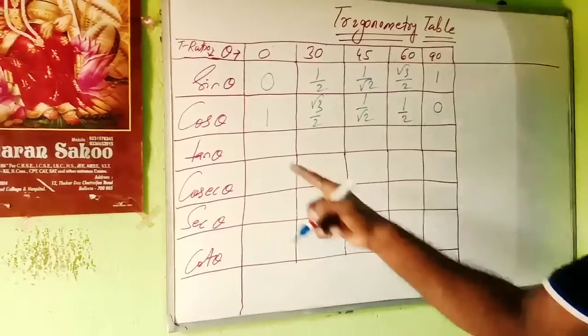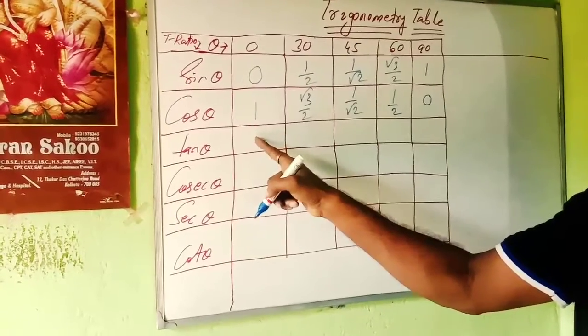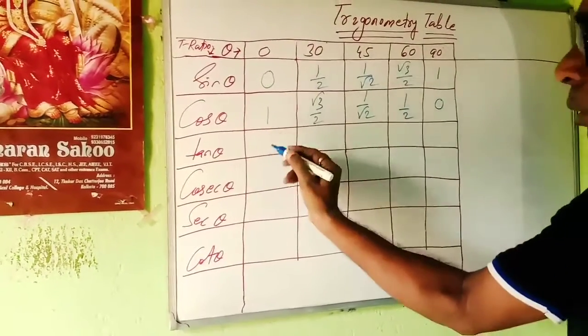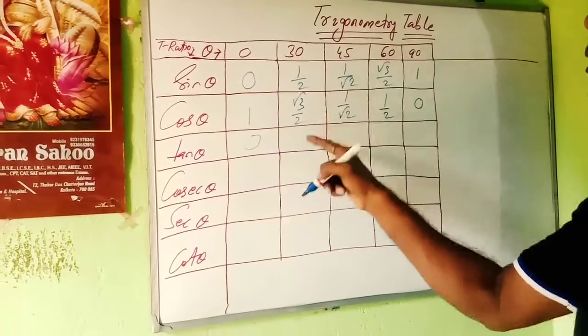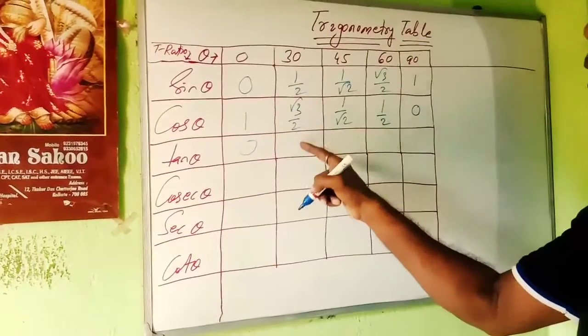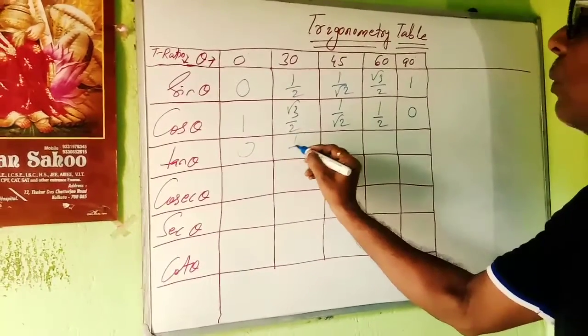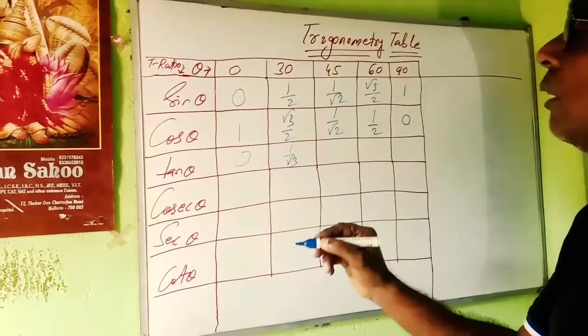Same process, what is the tan formula? Tan theta is sin theta by cos theta. 0 by 1 is equal to how much? 0. And tan 30 is sin by cos, 1 by 2 divided by root 3 by 2. That means finally it will be how much? 1 by root 3. Okay, both you can memorize.